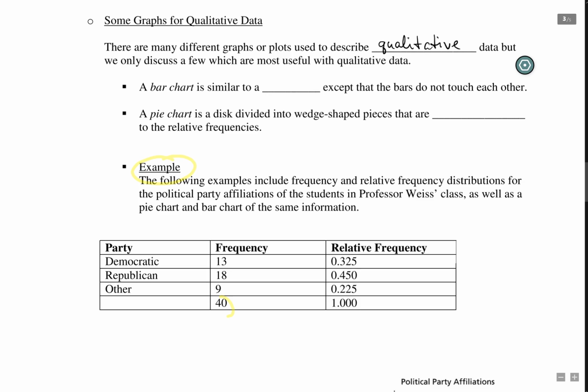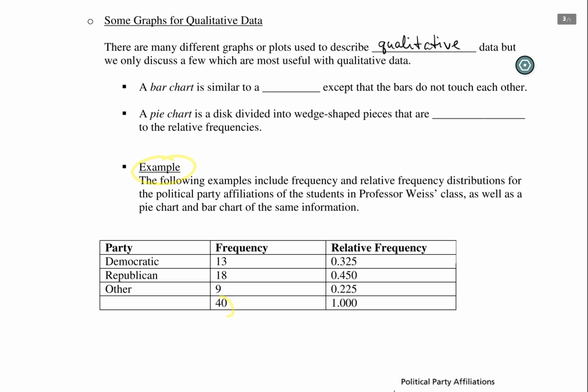Those are the frequencies. Again, the relative frequency here would be 13 divided by 40, which is 0.325. So 32.5% identify themselves as Democratic. The variable that's observed on every person here is qualitative. It's not numeric in nature. The response you would get from a person asking them their political affiliation would be one of these three choices, the way it was set up.